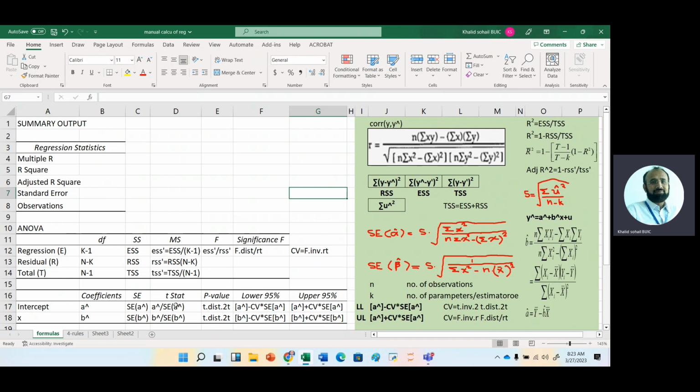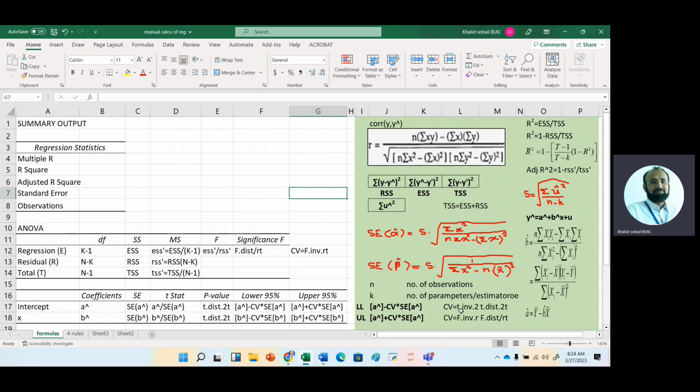Now T is basically the calculated coefficient divided by its standard error. If we divide alpha hat by standard error of alpha hat, and in the same way divide beta hat by standard error of beta hat, we can get this one. And then the next is how we can get the lower limit and upper limit. For the lower limit, we need a critical value. Now the critical value of the T statistic can be obtained by using T.INV.2T, but remember that you should take the positive T value, and to get a positive value we can take the absolute of the T value.